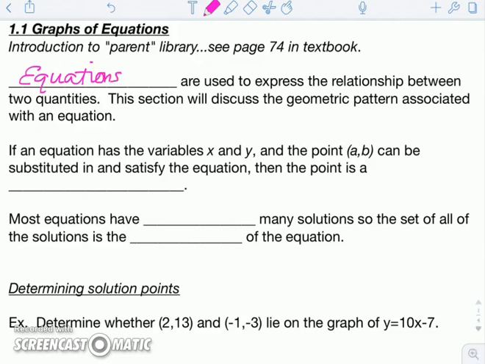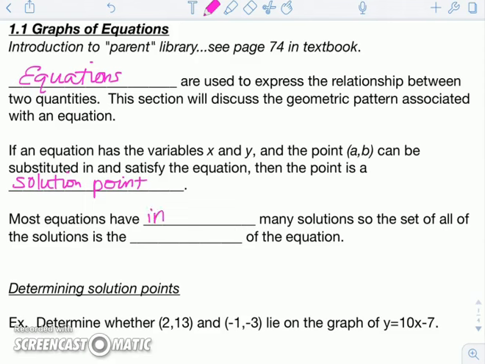You can do whatever works best for you in terms of taking notes with these videos. If you find that you'd rather watch the video and then go back and write your notes in, or pause it as you go, whatever works for you. This section will discuss the geometric pattern associated with an equation, or a graph. If an equation has the variables x, y, and the point a, b can be substituted in and satisfy the equation, then this point is called a solution point, meaning it makes the equation true.